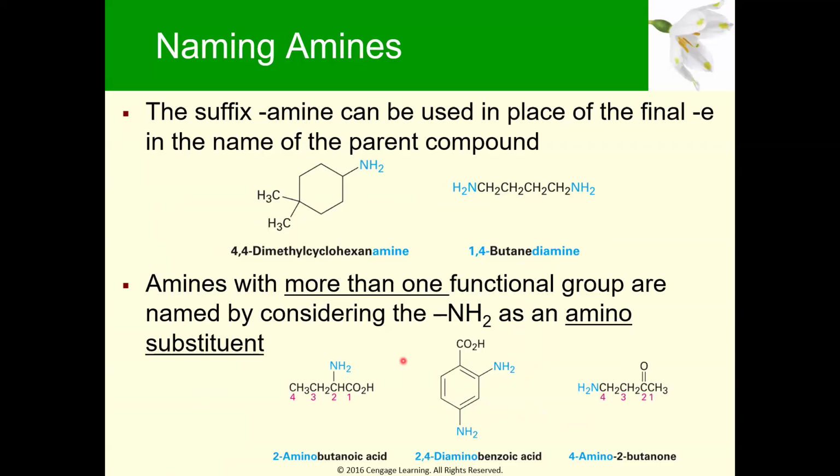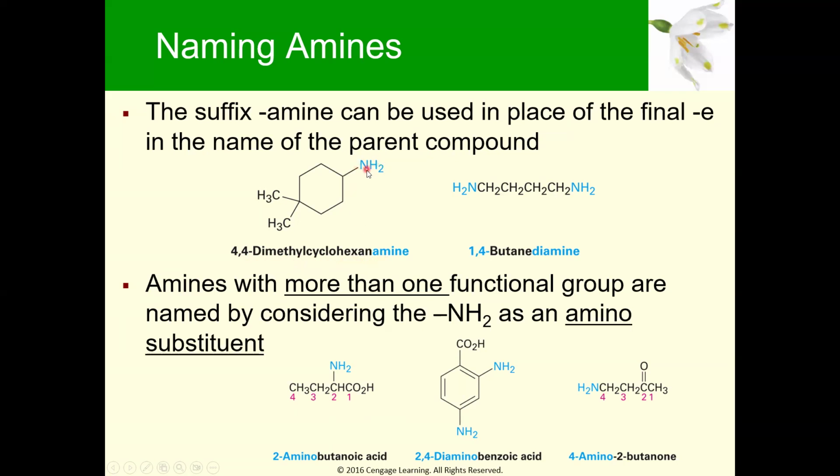So the other thing that we can do is we can do it more as a suffix rather than thinking of it as a group, an alkyl group. So the suffix amine can be used in place of the final E of the parent alkane. So something like this, if you have a dimethylcyclohexane, we could just call this dimethylcyclohexaneamine. That's how you'd say that. I left out the 4,4 part, but 4,4-dimethylcyclohexaneamine.